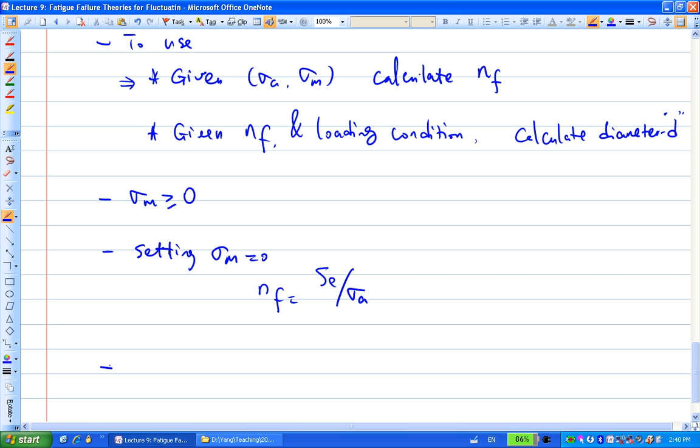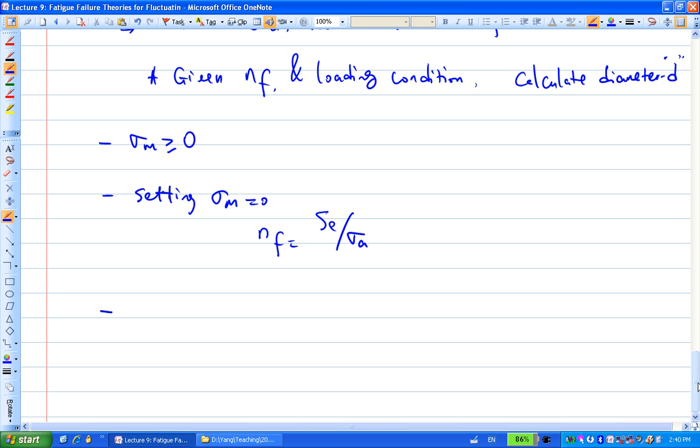Okay, one more point. Now, suppose that you're not designing for an infinite number of life, just like a complete reverse cycle. Sometimes you design for just a limited number of cycles, less than 10 to the power 6. If you remember, in that particular case, we derived an equation regarding how to calculate the capital N, the number of cycles before it fails.